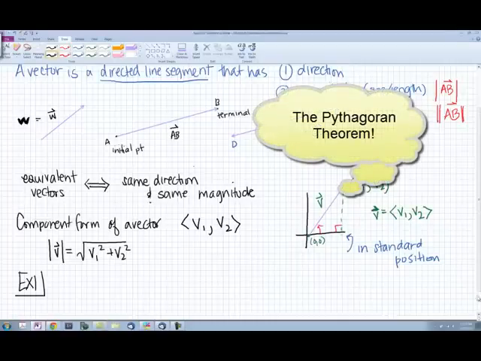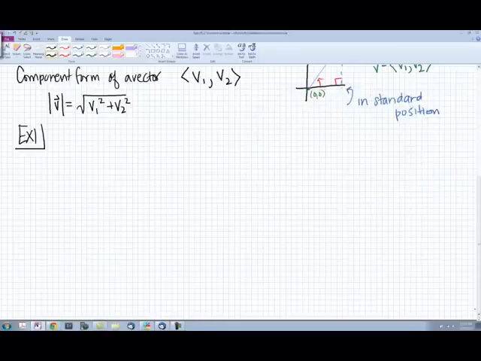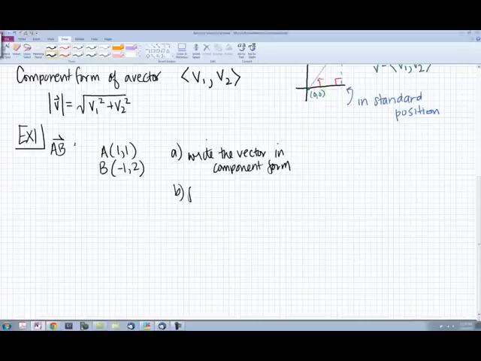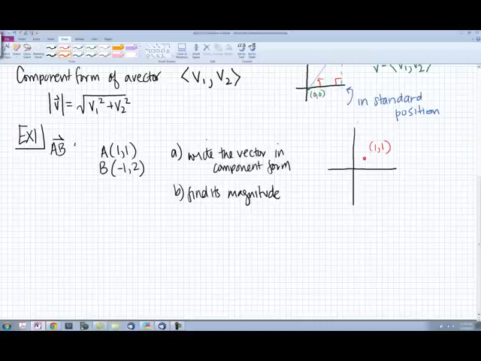Okay, so let's just do some really simple little examples. Let's say I have vector AB where the initial point A is at (1, 1). The terminal point B is at (-1, 2). I want us to write the vector in component form, and then I also want to find its magnitude. We'll make a little sketch. So if A is at (1, 1) and B is at (-1, 2), when you draw your vector, it's going to look like this.